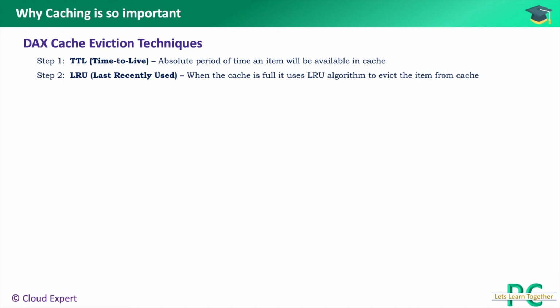The second approach is least recently used, and that is applicable when your cache is full. At that time DAX will use the LRU or least recently used algorithm to evict the item from the cache. And the third technique is write through. That is only applicable for write through cache. For the write through mechanism, it will replace the older value with new data from new writes.